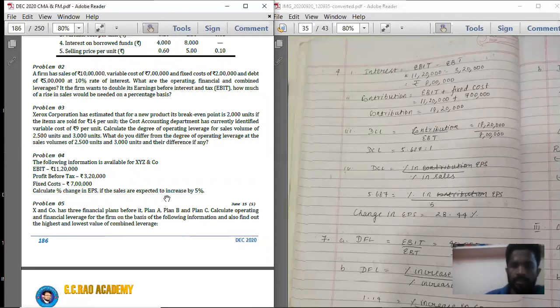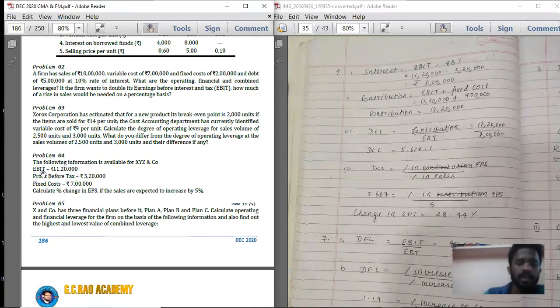See, they have given the increase in sales as 5%. Then we need to find the increase in EPS. Then what is the formula where EPS and sales are connected? Only in the combined leverage. So we should find the degree of combined leverage. Then we can apply the degree of combined leverage formula, that is percentage of change in EPS divided by percentage of change in sales, to find the percentage of change in EPS. Now you understood the problem.